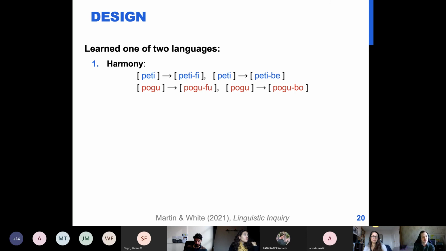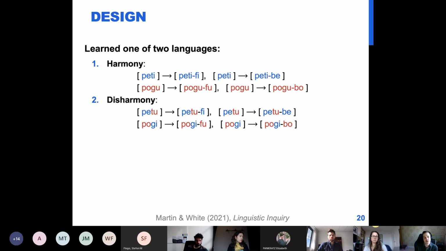So we devised this study to test this. And in this case, people learned one of two languages. So they learned either a harmony language. In this case, they saw harmonic stems and learned that it should take a harmonic suffix. So petit, you get petit-fi, or you get petit-be. So in this study, they learned two different suffixes, like a fi-fu suffix and a be-bo suffix. So at the front stem, you get a front suffix. If you have a back stem like pogu, you get a back suffix like pogu-fu or pogu-bo.